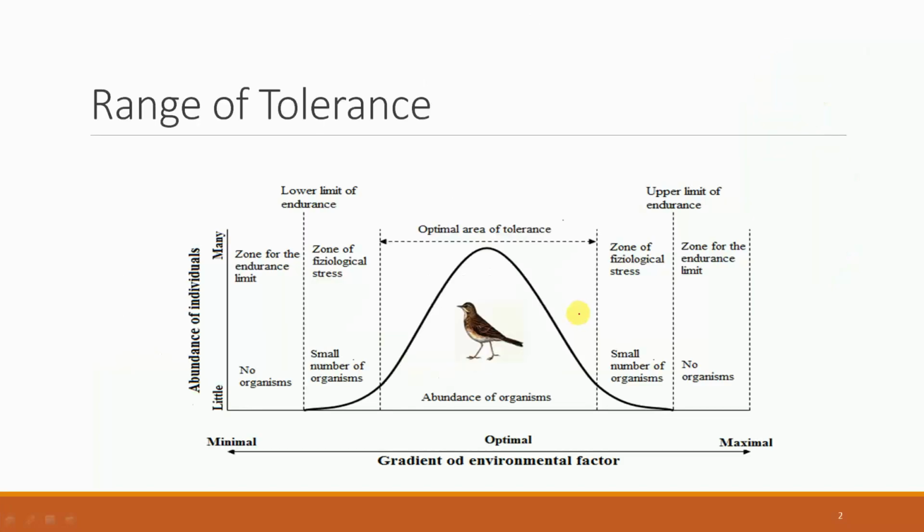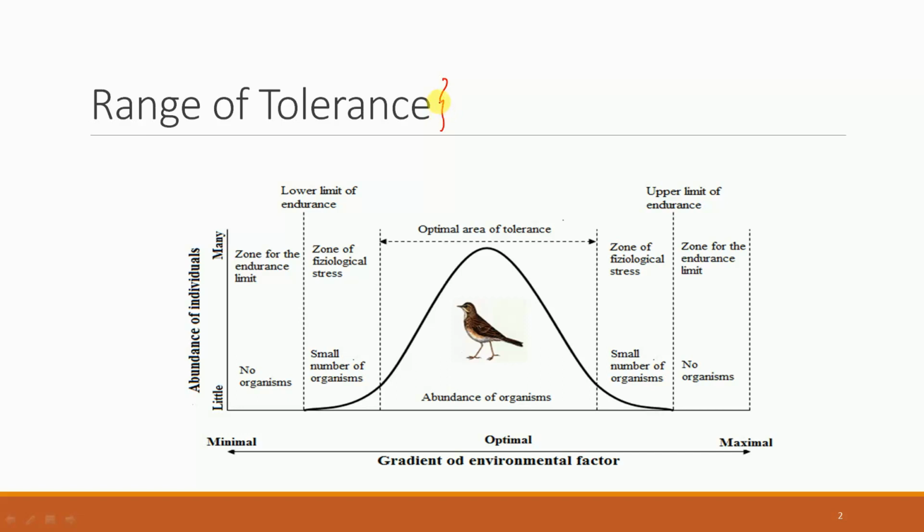The topic for today is the range of tolerance. Once we have studied all the environmental factors, something that can be concluded from them is the concept of range of tolerance. Now we had discussed that these environmental factors like atmosphere, temperature, and light all have an impact on organisms. And this impact is what affects the abundance of these particular organisms.